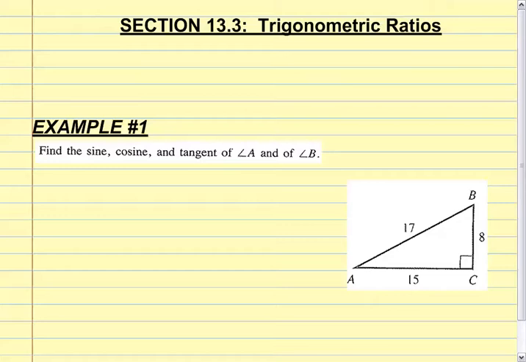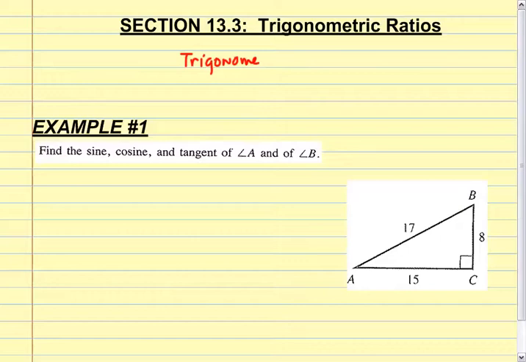Section 13.3, I've got to tell you, I'm so pumped up. I've just been waiting to get to this section. The title is Trigonometric Ratios, and something I want to talk about for just a second is this word, trigonometric. It comes from the word trigonometry.